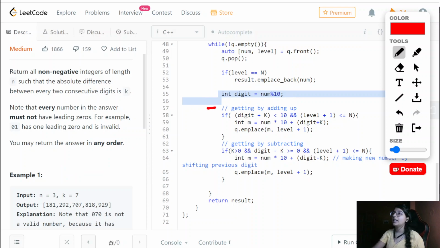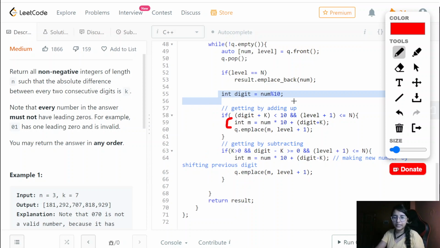So now comes the next part. Here we are getting the answer by adding, and here we are getting the answer by subtracting, because we have two options, either we subtract or we add. So here we are checking for adding. There was a constraint that it shouldn't go more than 10. So that's what we are checking here, right? And then we are also checking our level, that the level should be till n or less than n, because here we are not making any recursive calls. So that's why at each if condition we are required to check at what level it is.